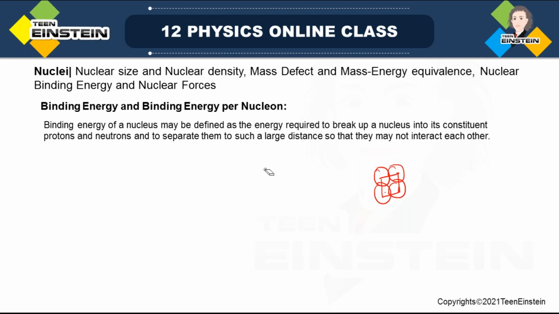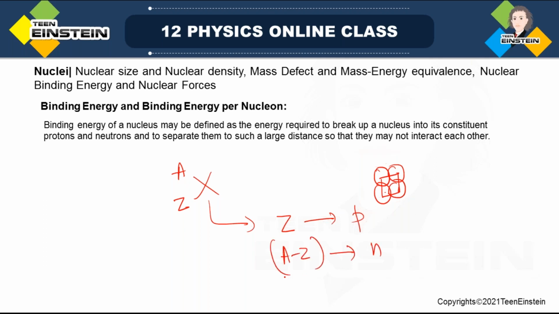Suppose I was giving an example. Suppose I have this nucleus. If I want to break this nucleus into its constituent protons and neutrons, Z protons and A minus Z neutrons, then to break this nucleus we need to supply energy.